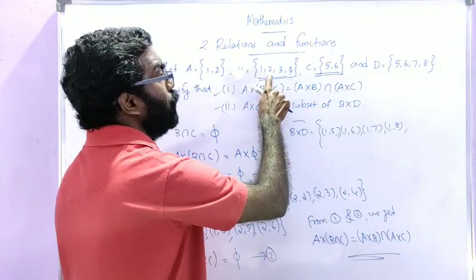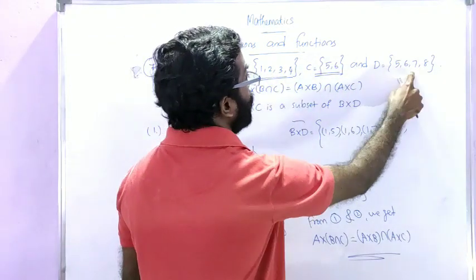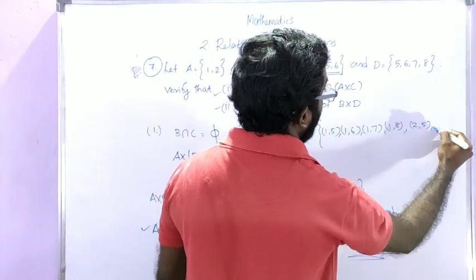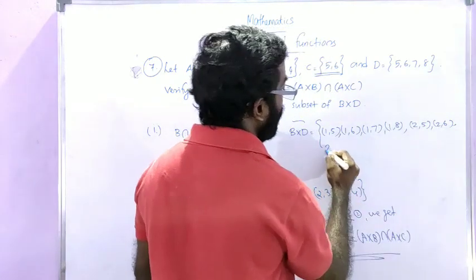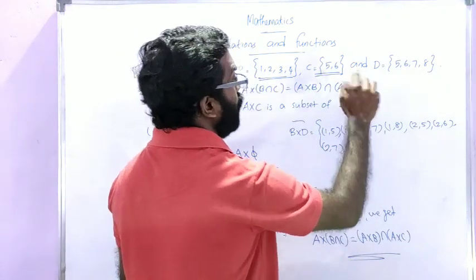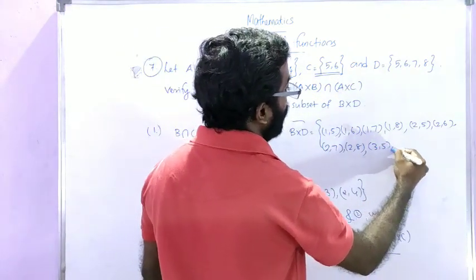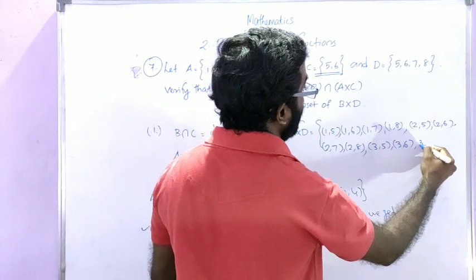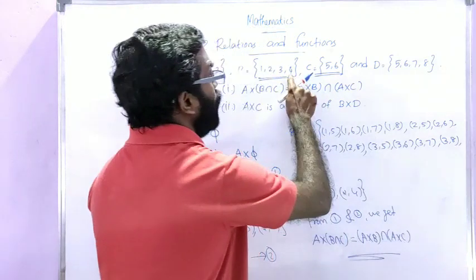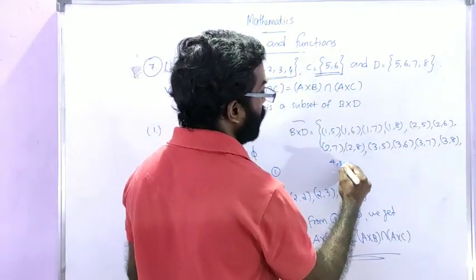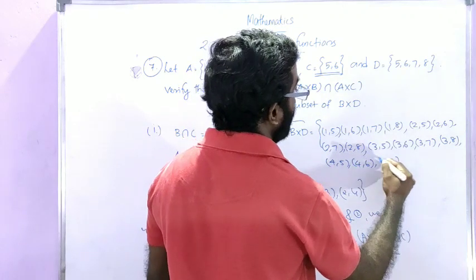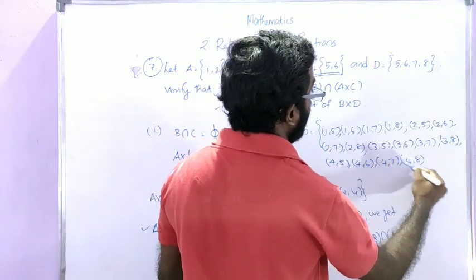Then we can start with (2,5), (2,6), (2,7), (2,8). Then (3,5), (3,6), (3,7), (3,8). And finally (4,5), (4,6), (4,7), (4,8).